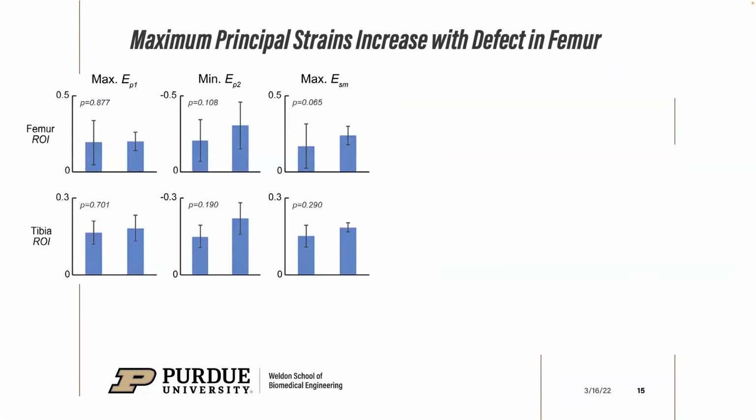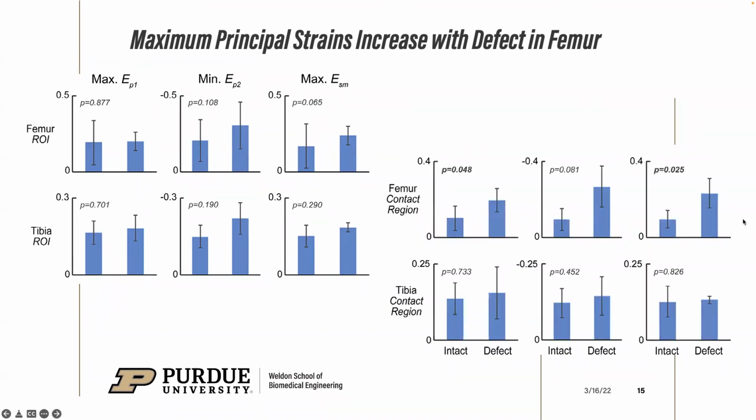And so when we look at them across the 4 different samples that we used here, we can sort of plot out what happens to these max and min principal strains in plane, as well as the max shear strain for both the femoral as well as the tibial region of interest. And of course, we can do the same thing, not just for the entire region of interest, but also for only the cartilage contact zone.